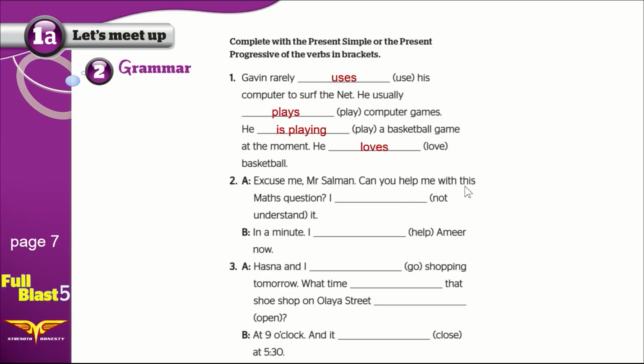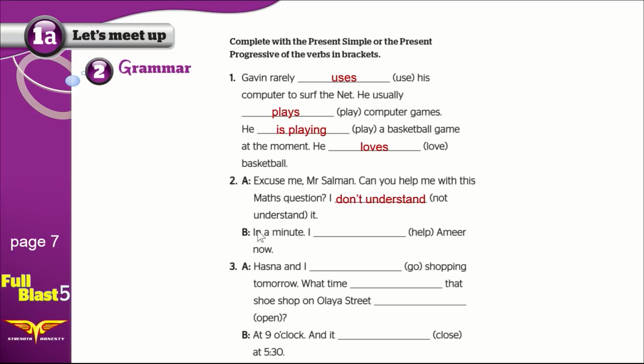Number 2. Excuse me, Mr. Salman, can you help me with this maths question? I don't understand it. Now we have "not." Now we are dealing with negative for the first time. All these above were positive sentences. Now we have negative. Okay, when you don't understand something, you don't understand it generally. So this is present simple. I don't understand it.